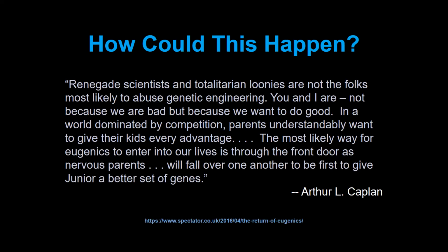Well, maybe end here with something by Arthur Caplan, who wrote this back in 2016. Renegade scientists and totalitarian loonies are not the folks most likely to abuse genetic engineering. You and I are. Not because we're bad, but because we want to do good. In a world dominated by competition, parents understandably want to give their kids every advantage. The most likely way for eugenics to enter into our lives is through the front door, as nervous parents will fall over one another to be the first to give Junior a better set of genes.